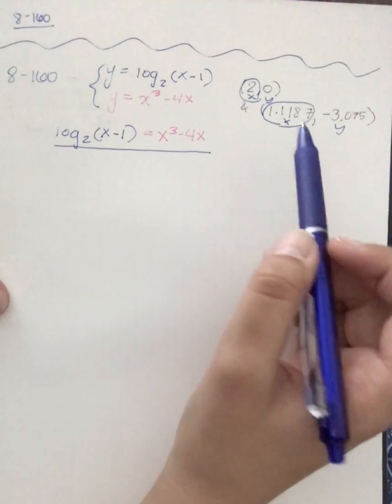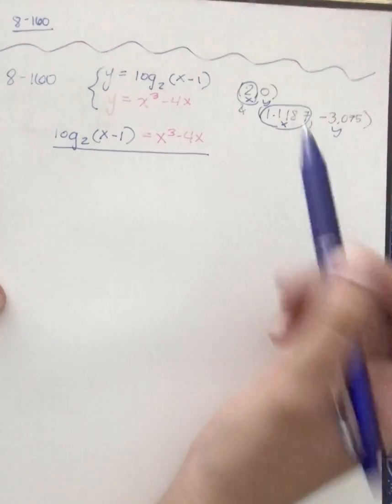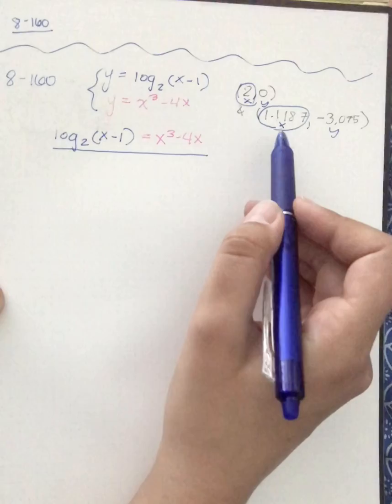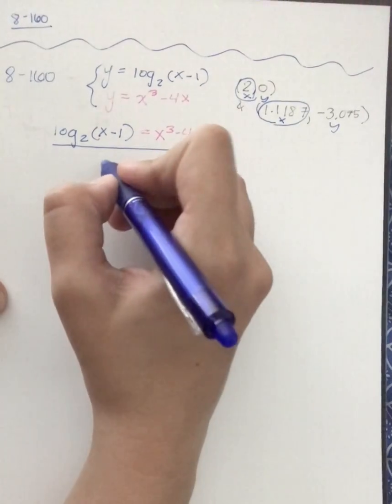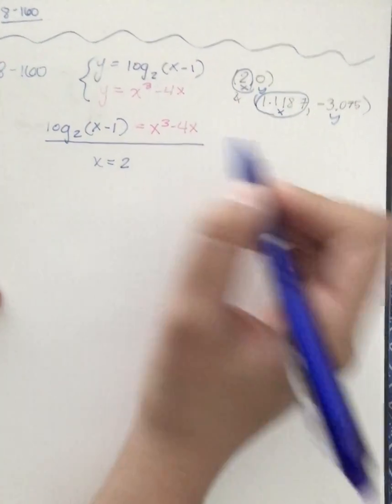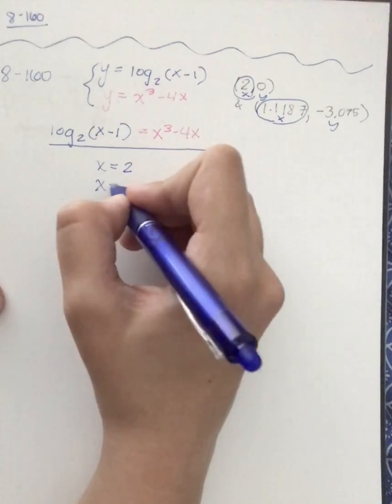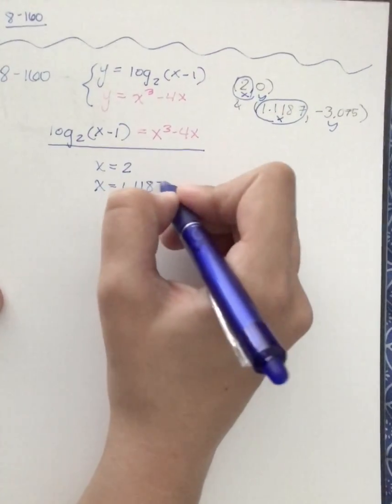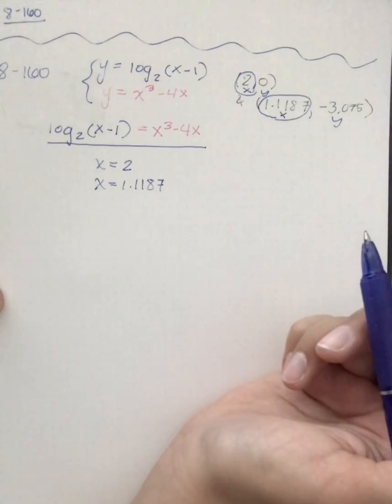So essentially, they've already solved the problem for us, they just gave us more information than we needed. So all we need to look at is the x values. So x equals 2 is going to make it true, and x equals 1.1187 will also make it true.